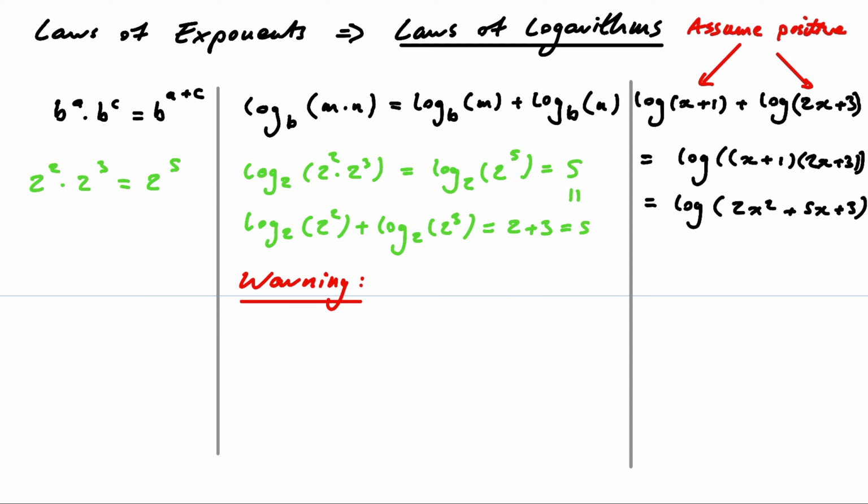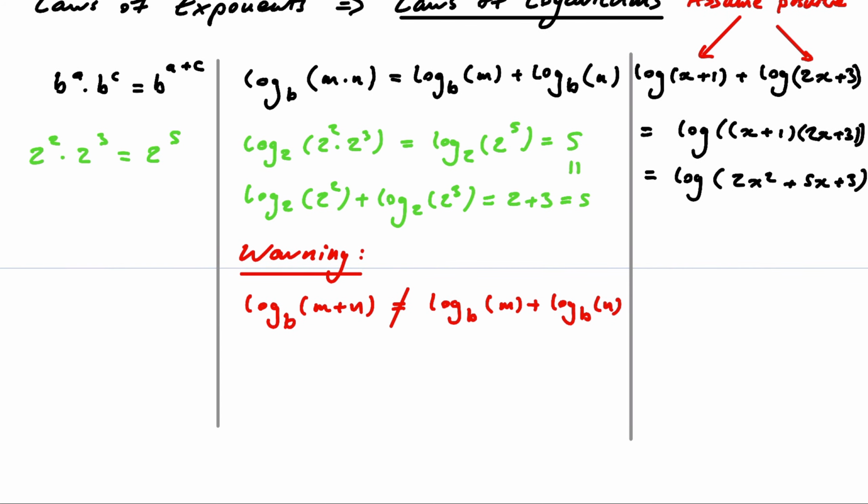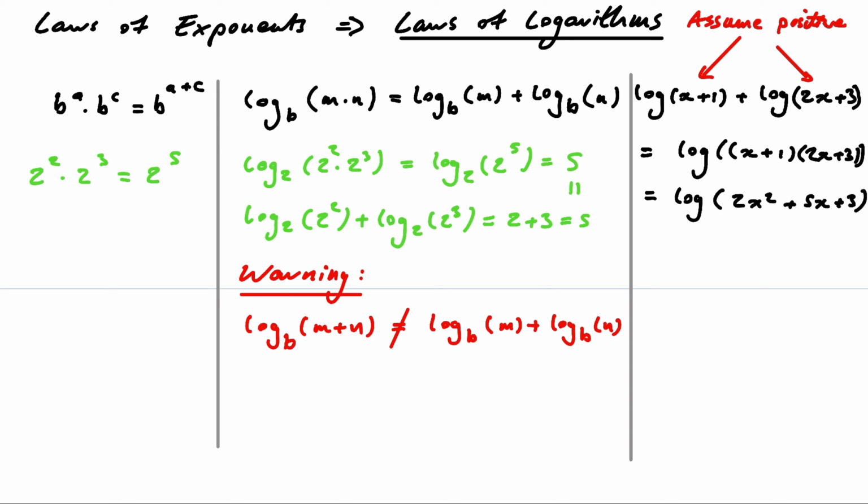A classic misunderstanding is the belief you can do this for sums as well. So if I do log to the base b of m plus n, it's very easy to think, oh, well, something similar happens, so maybe this is equal to log to the base b of m plus log to the base b of n. So this absolutely is not true in general. No way. And we could see this with an example if we wanted. So let's do log to the base 2 of, let's say, 4 plus 4.